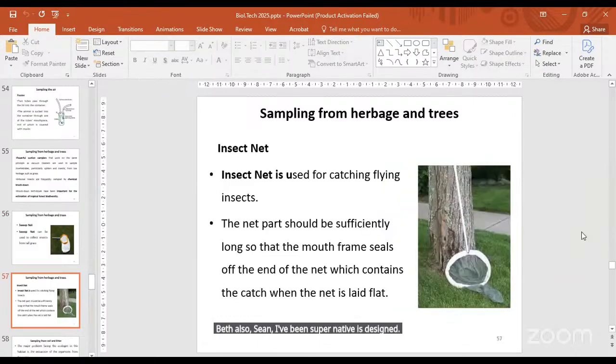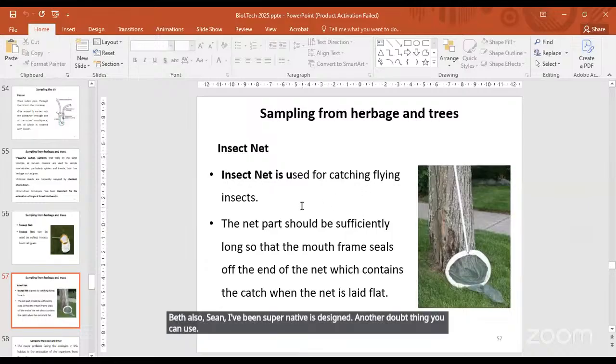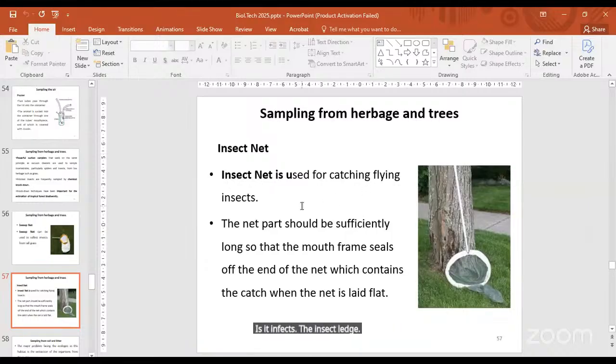Another thing you can use is the insect net. They look similar to the sweep net, but the design is somewhat different. So far, to sample from adjacent trees, we can use chemical knockdown. We can use powerful suction. We can use a sweep net. We can use an insect net.